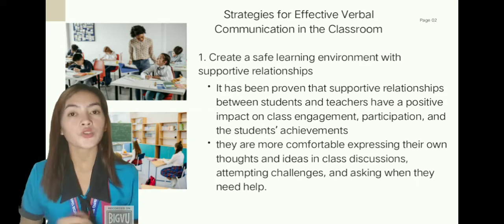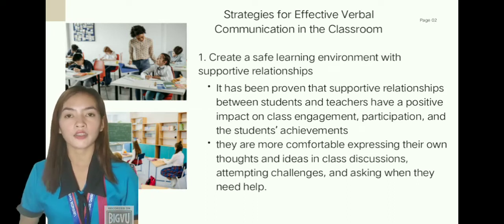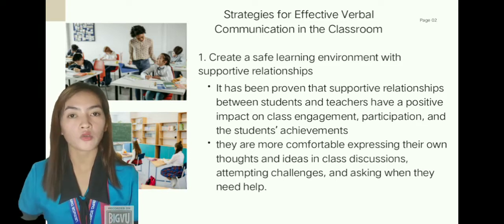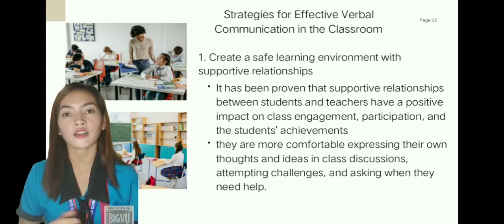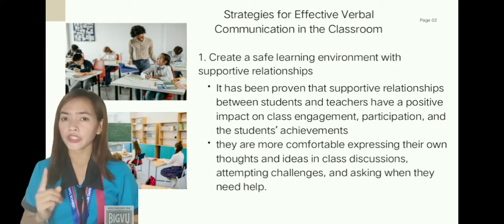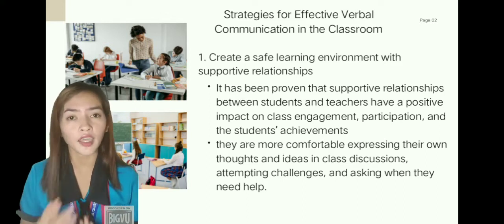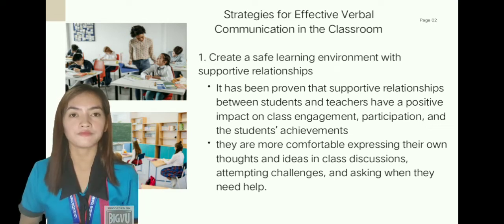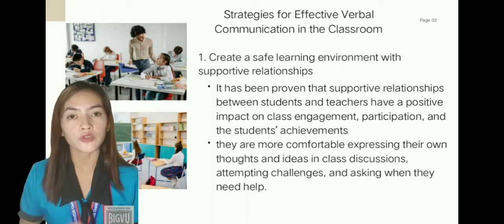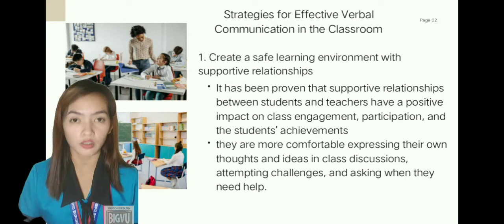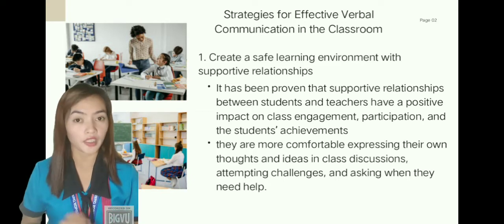And you should get to know your students well and show them that they are safe from judgment or humiliation in your classroom. And it is a good idea to learn students' names early in the year and use them often. You must also have an open door policy for your students to come and talk to you about any issues.